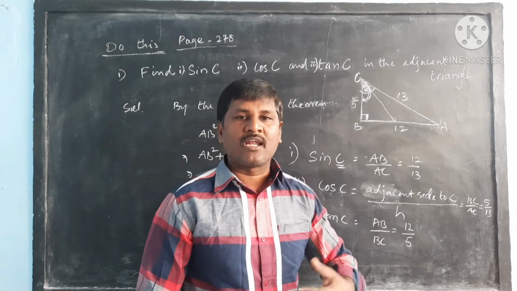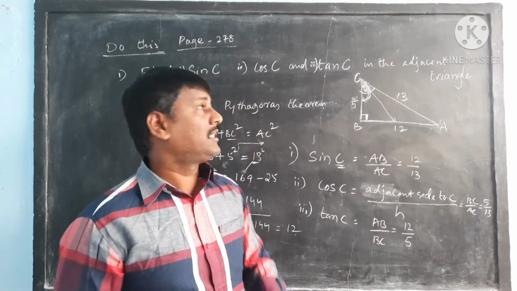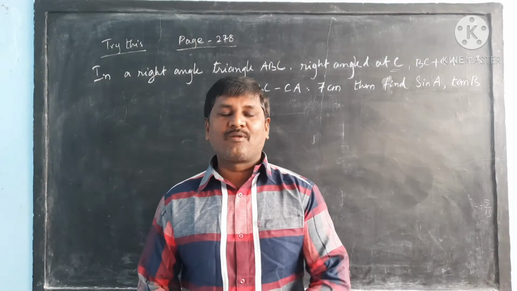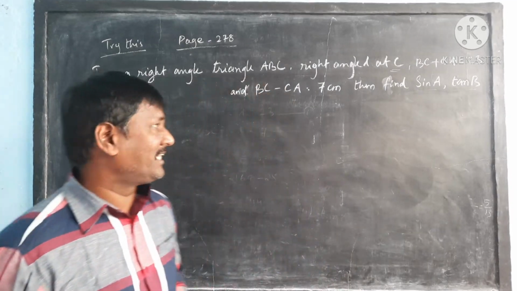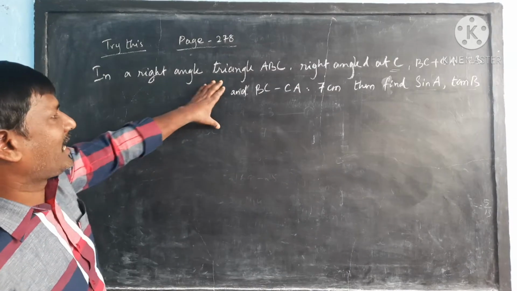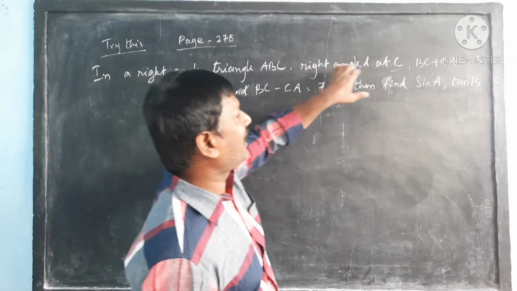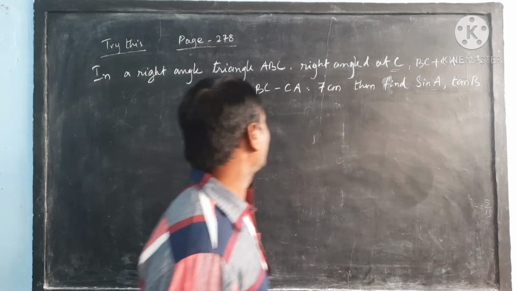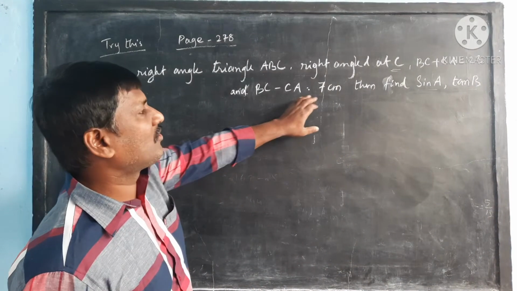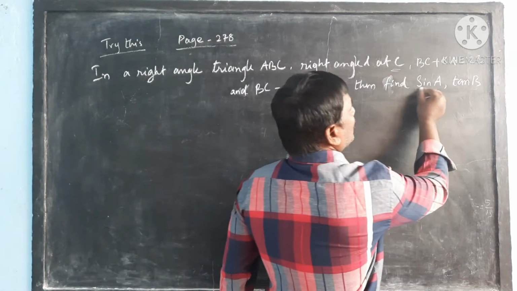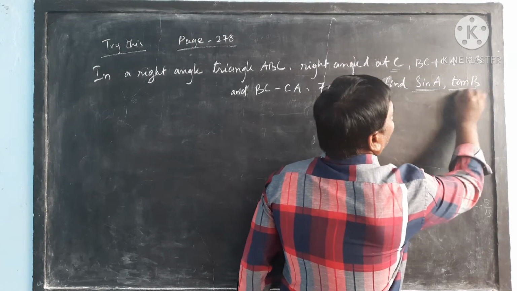Now let us move to another problem which is given in your textbook on the same page, page 278, try this. Let us solve one more question. In a right angle triangle ABC, right angle at C, BC plus CA is equal to 23 and BC minus CA is equal to 7. Find sin A and tan B.